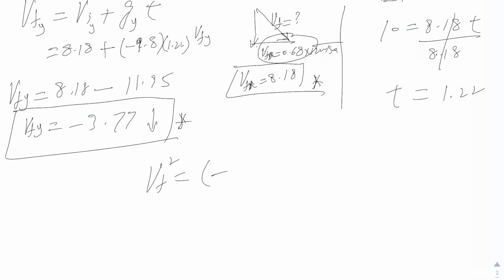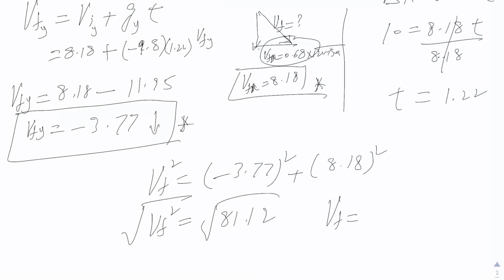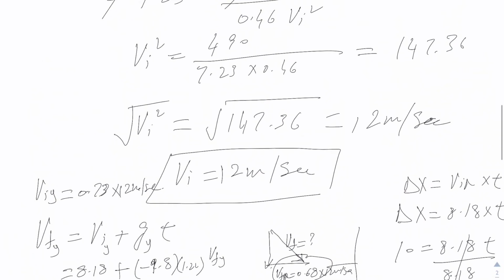So we can apply the Pythagorean theorem to calculate the final velocity. So that will be negative 3.77 square plus 8.18 square. So that will come up to the square root of 81.12. So we'll put a square root here to get rid of this square. So the final velocity we will have will be 9.006 meters per second. And the initial velocity we have calculated was 12 meters per second.